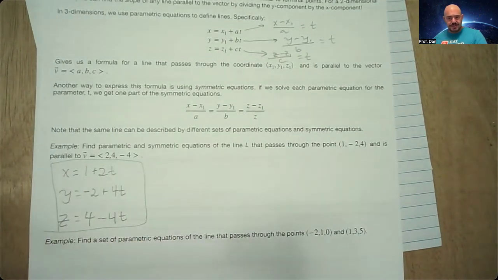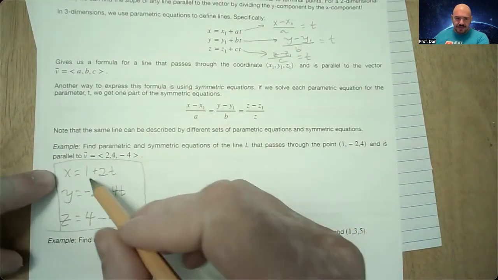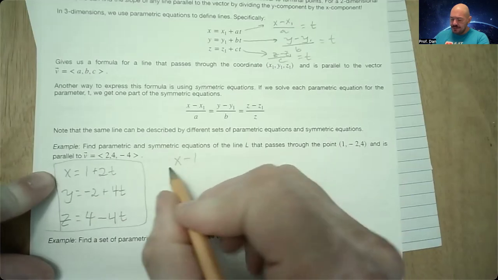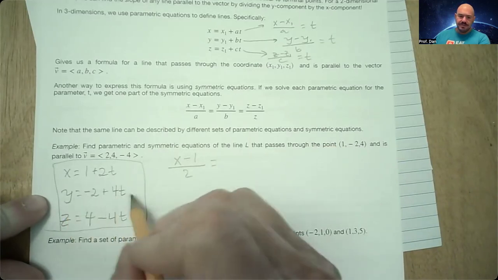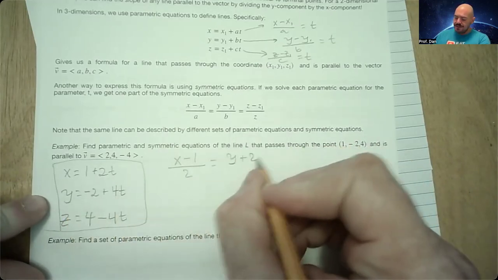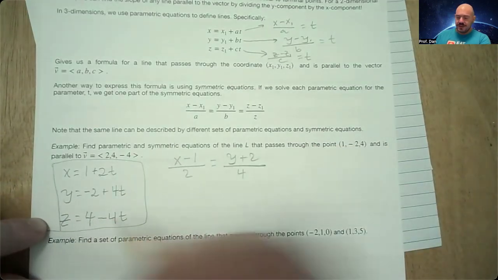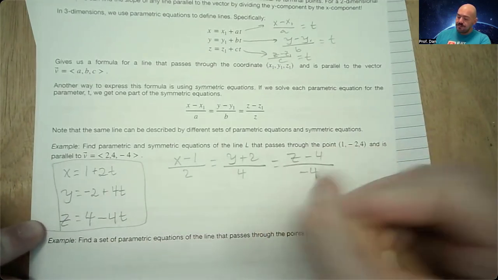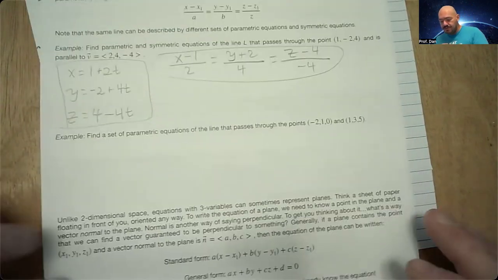The question also asked us to write symmetric equations. So if I were to solve each of these for t, I would subtract 1, divide by 2: x minus 1 over 2. For y, I would add 2, divide by 4: y plus 2 over 4. And for z, subtract 4, divide by -4: z minus 4 over -4. And these are the symmetric equations. And there we go.